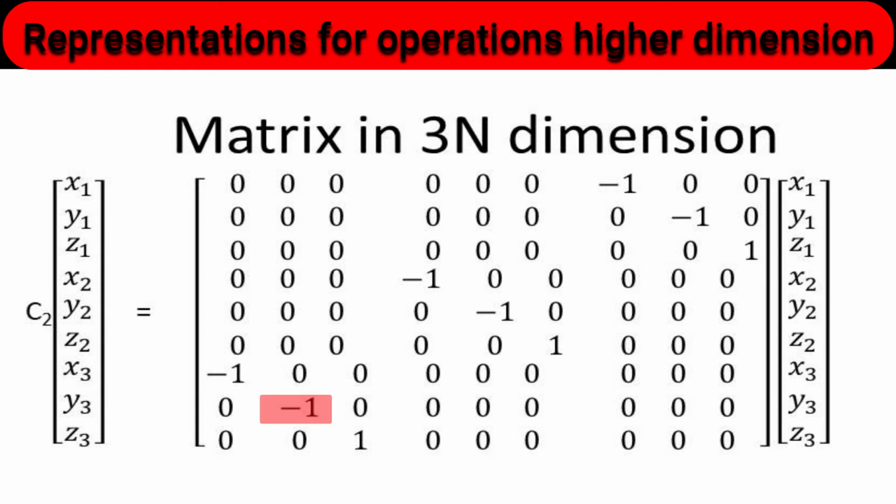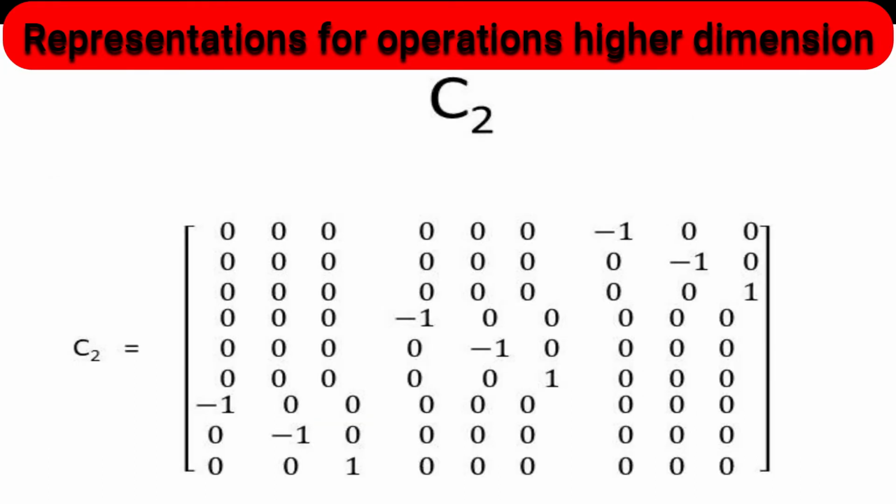y3 will get converted to minus y1 and z3 will remain as z1. So this is a representation for which matrix, which operation? Yes, C2 operation. It is a 9 by 9 ordered matrix representation. What is the character of this matrix? Summation of diagonal elements: minus 1 plus minus 1 plus 1. Answer is minus 1. Yes, for this 3n dimensional, this 9 dimensional representation, the C2 matrix has character minus 1.